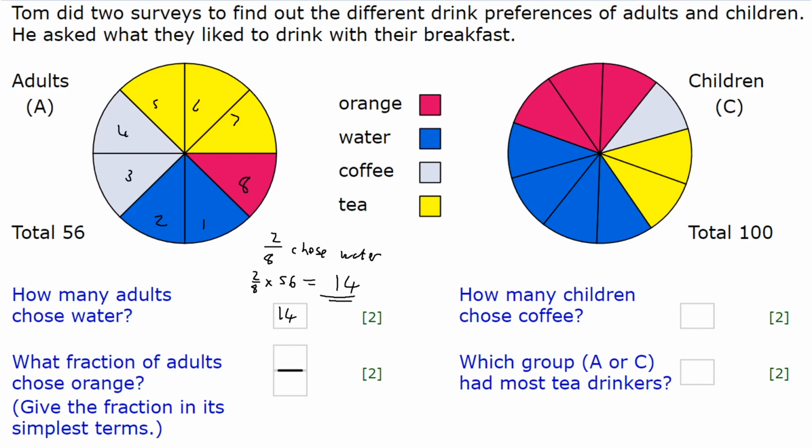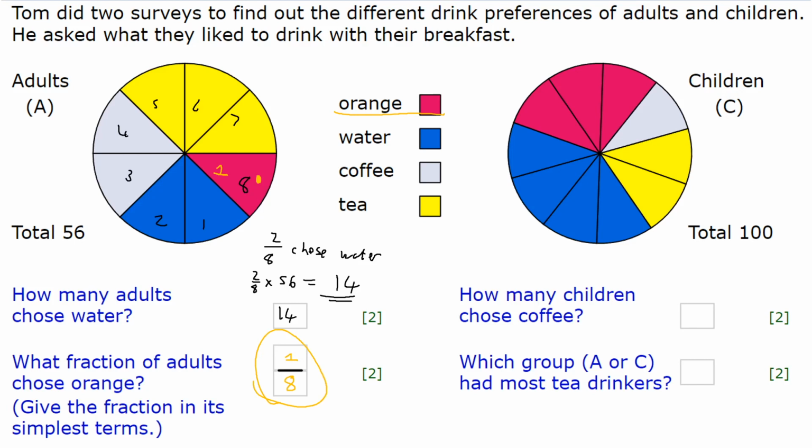Finally, how many adults chose orange? What fraction of them? Well, we know that orange represents this colour here, and we can see that there's only 1 out of the 8th of them. Okay? So the answer is an 8th. Now let's look at the children.